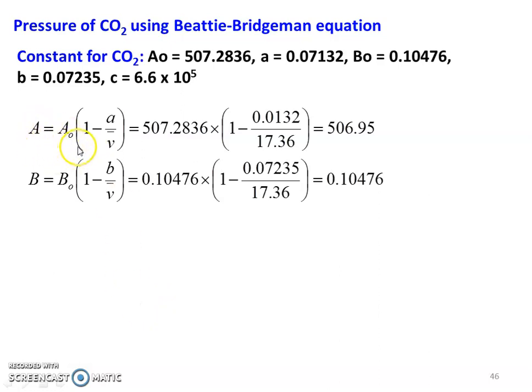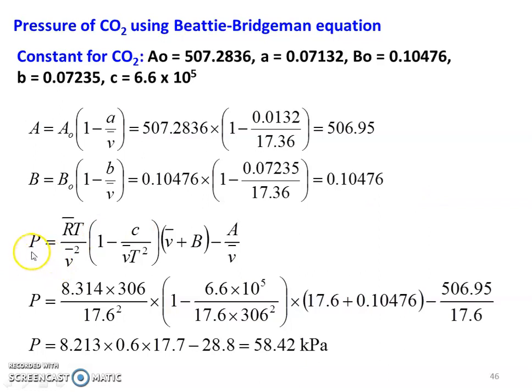A equal to A0 into 1 minus a by v bar: 507.2836 into 1 minus 0.0132 divided by 17.36, equal to 506.95. B equal to B0 into 1 minus b by v bar, which is equal to 0.10476 into 1 minus 0.07235 divided by 17.36, which is equal to 0.10476.